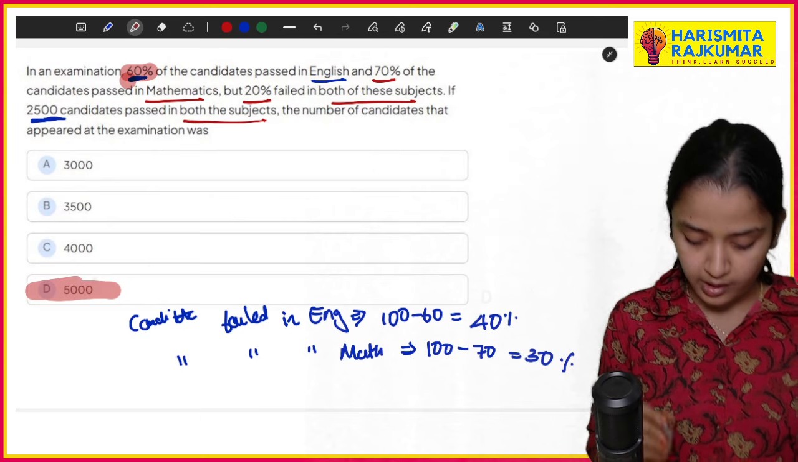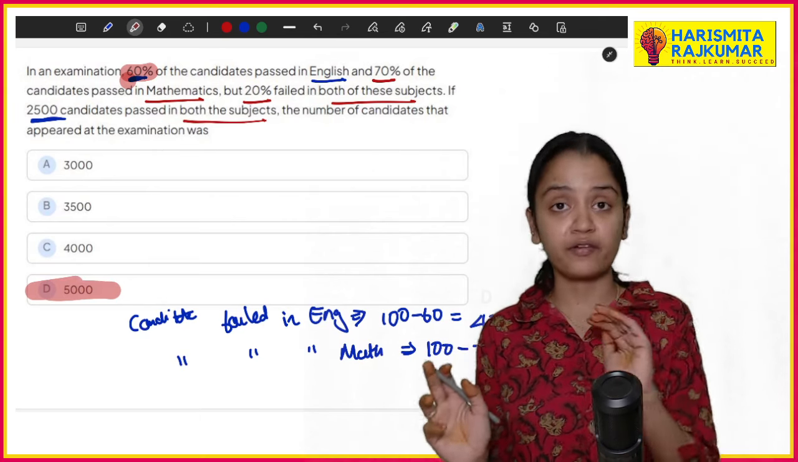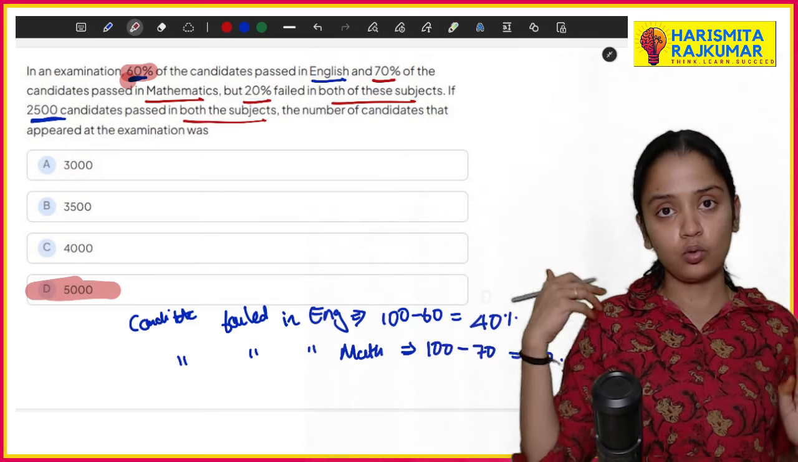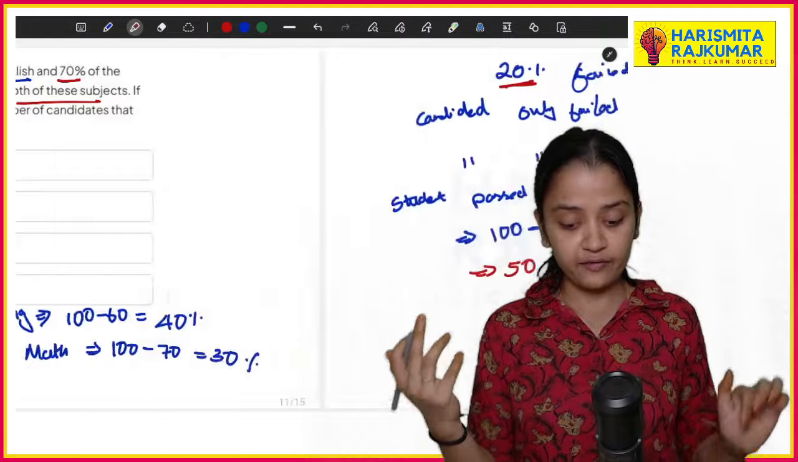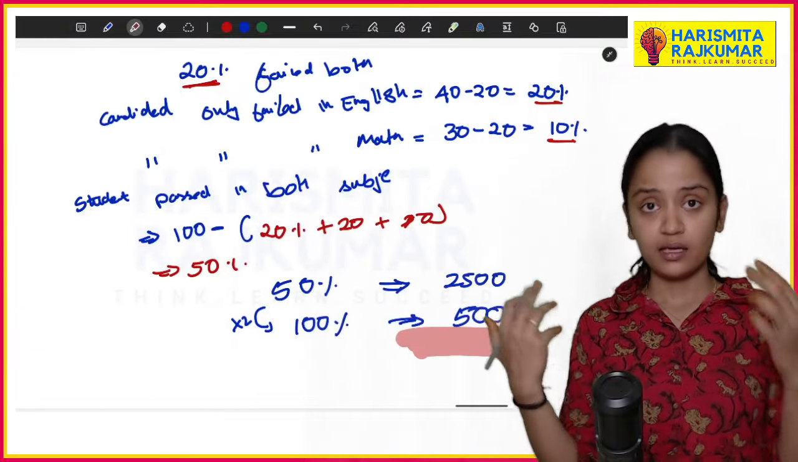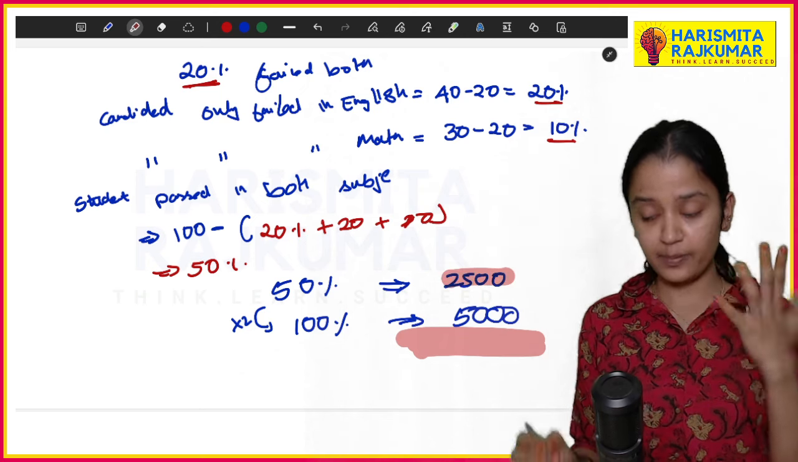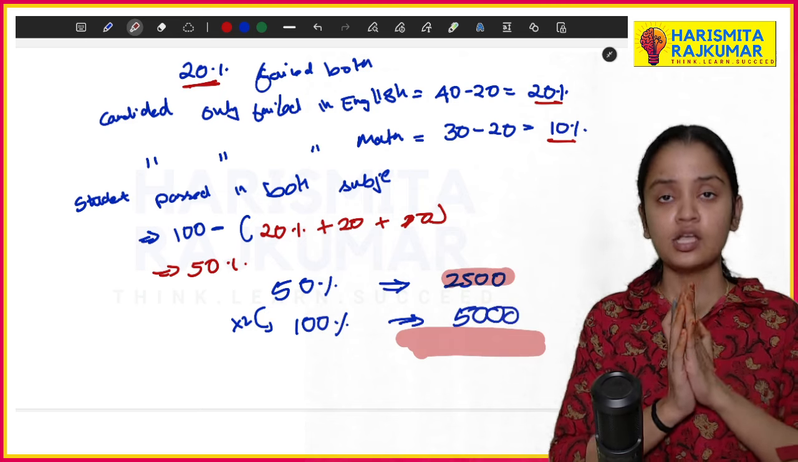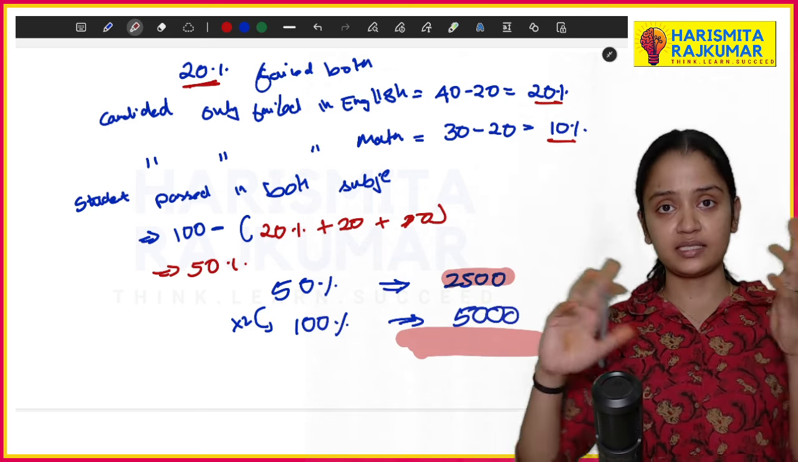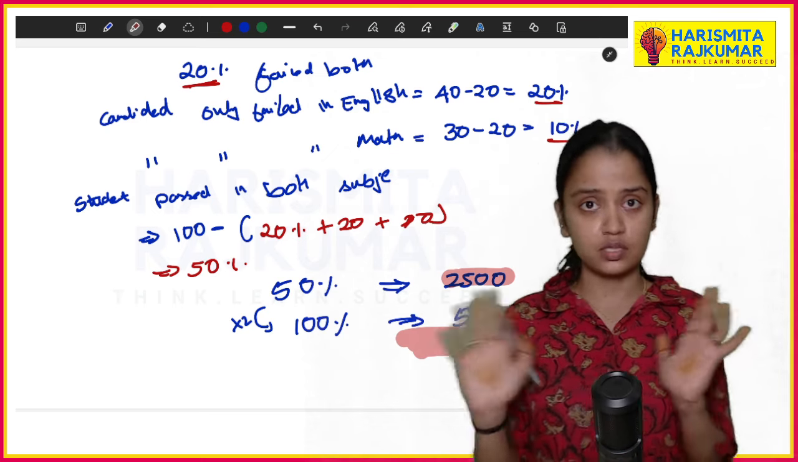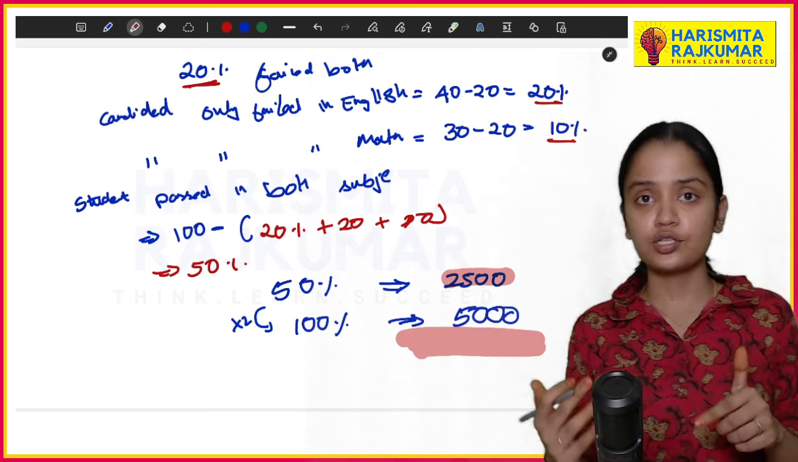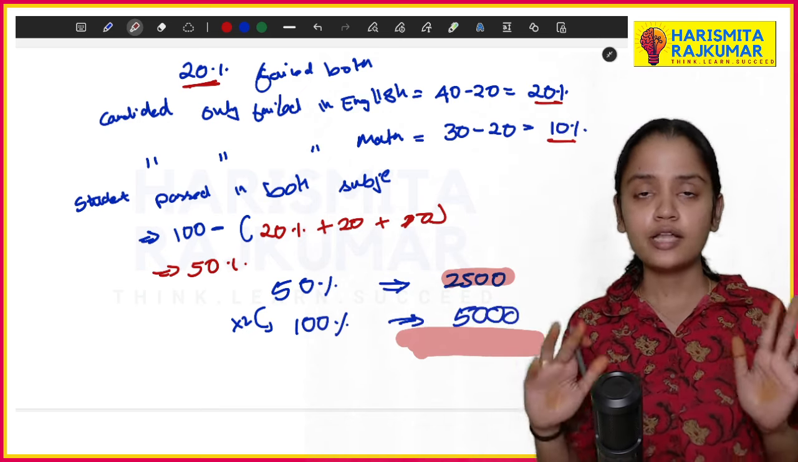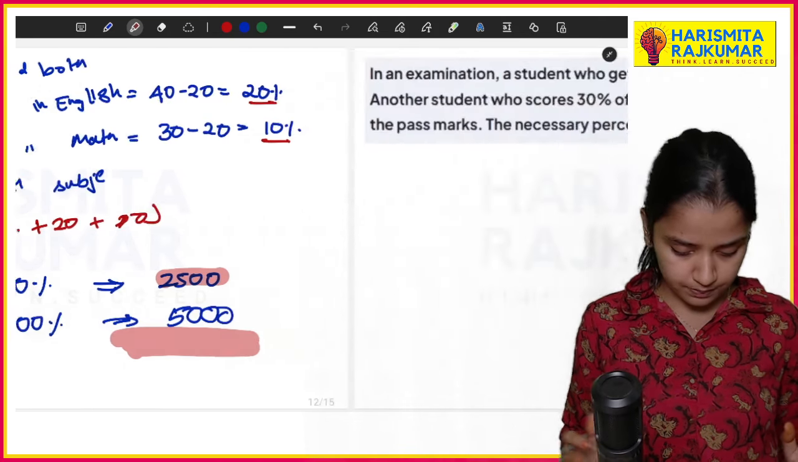So I hope you understood it. How did I find it? I found the percentage of students who passed in both. So if I find that, I'll know what 2500 corresponds to. In order to find 100 percentage, which is the total number of students, we are just multiplying by 2. 50 percentage multiplied by 2 gives you 100 percentage, so that gives you the total number of students.